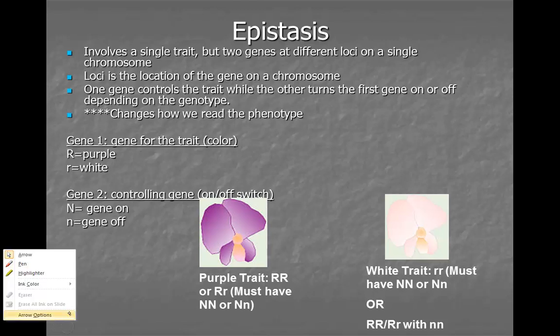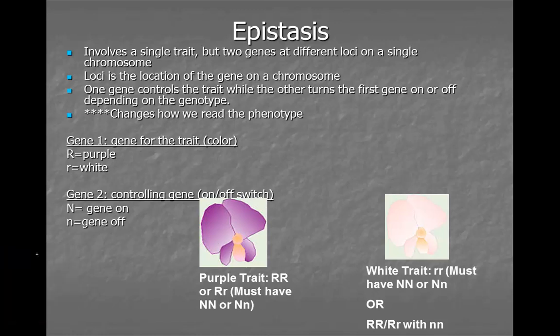Keep in mind, the first gene will be for the trait. For example, here we have color. Capital R is purple, little r is white. This shows complete dominance. Gene 2 is what we call the controlling gene. This is what makes this an epistasis problem. Capital N, the gene is on, and the flower will either be purple or white. Little n, the gene is off, and we get what we call albino.